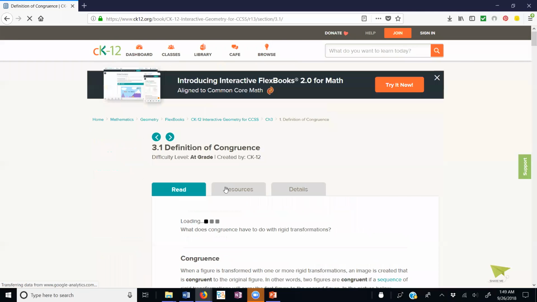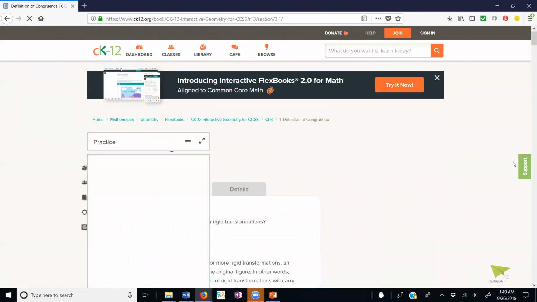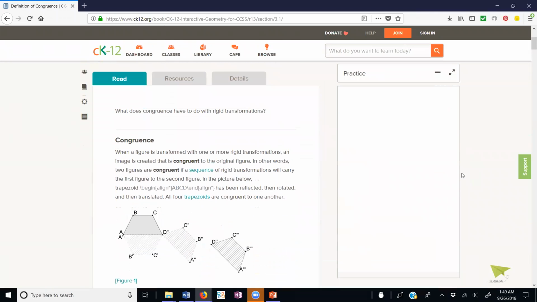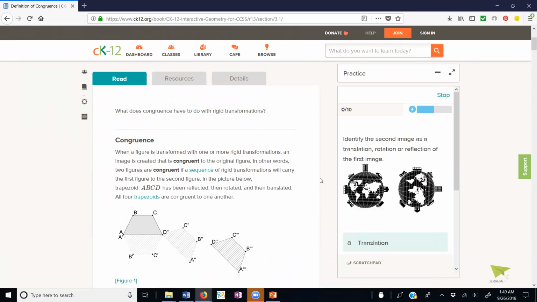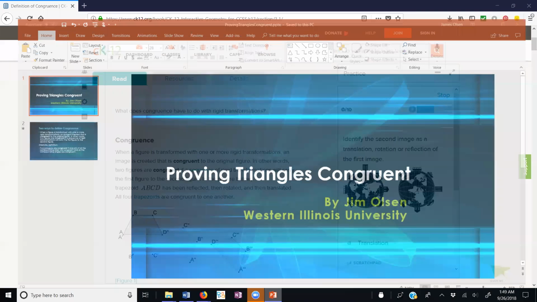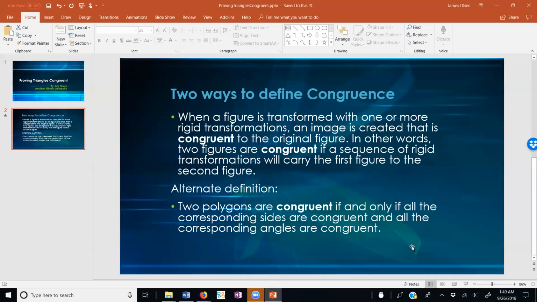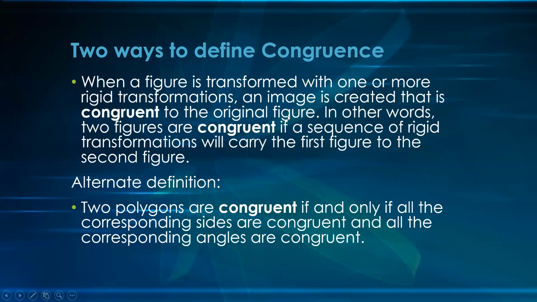In fact, Section 3.1 defines congruence using the rigid transformations. When a figure is transformed with one or more rigid transformations, an image is created that is congruent to the original figure. We saw this previously. In other words, two figures are congruent if a sequence of rigid motions will carry the first figure to the second figure. And I have that first definition up here.